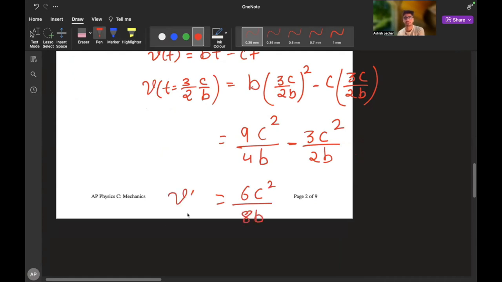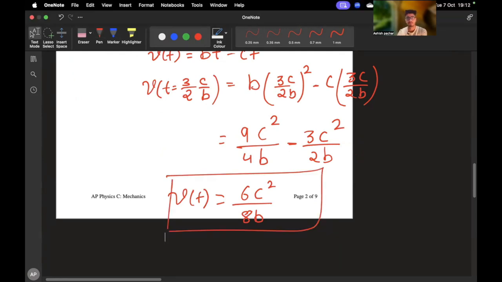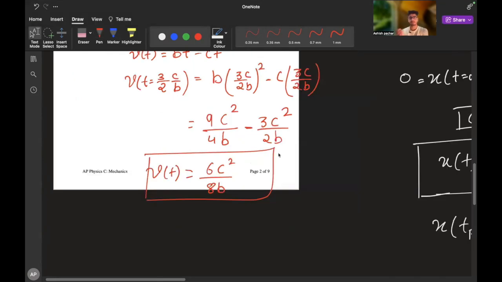Please verify all the calculation from your side. So this is the expression, by the way. You can simplify it to 3 by 4, and that is your final answer.